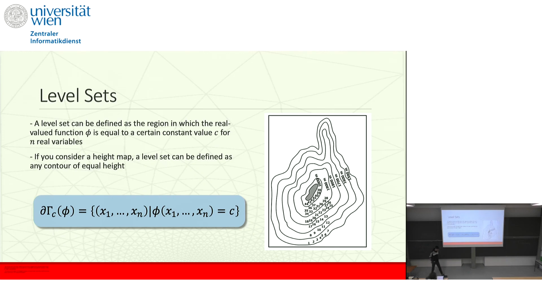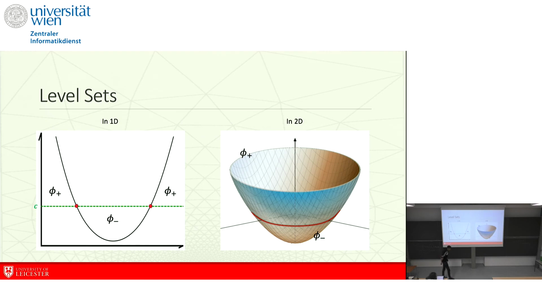So, a simple definition of a level set: it is the region of a function that is constant. If you think of it as a height map, any contour of equal height is a level set. Level sets tend to look different depending on the dimensionality of the problem. In 1D, the level set is just a set of points. And in 2D, it's given by a line, in this case, a circle.